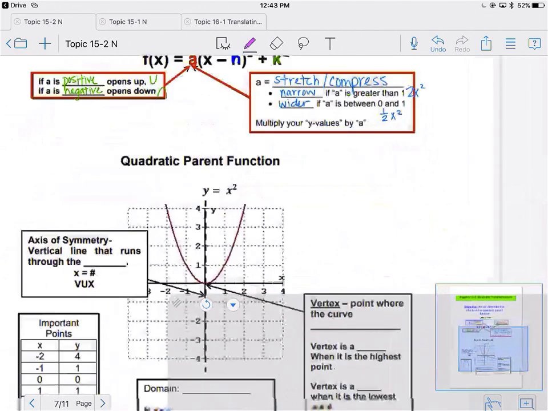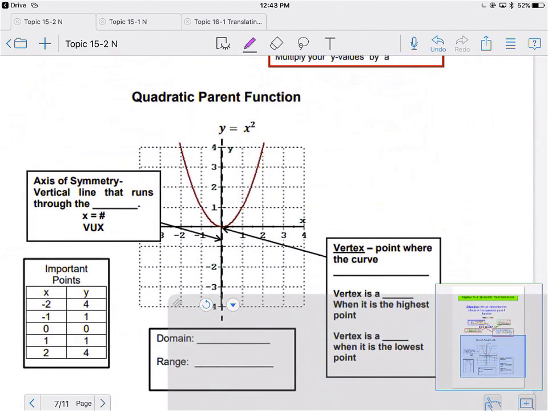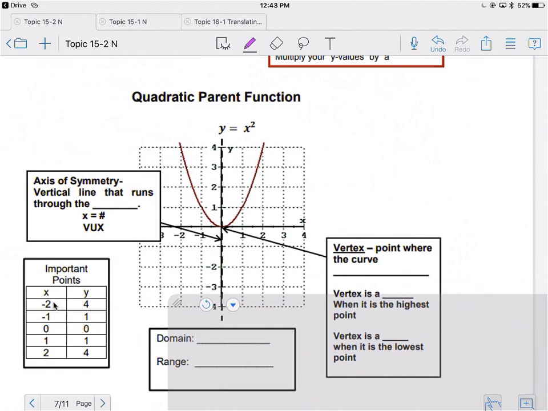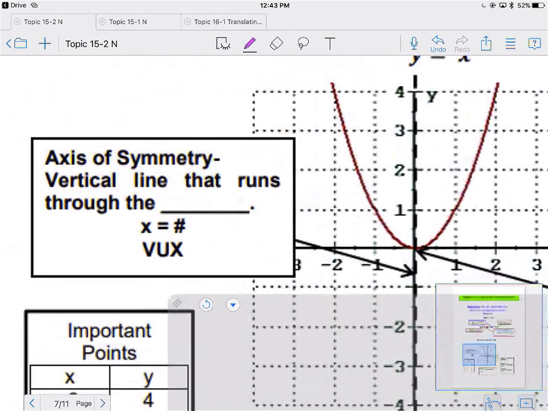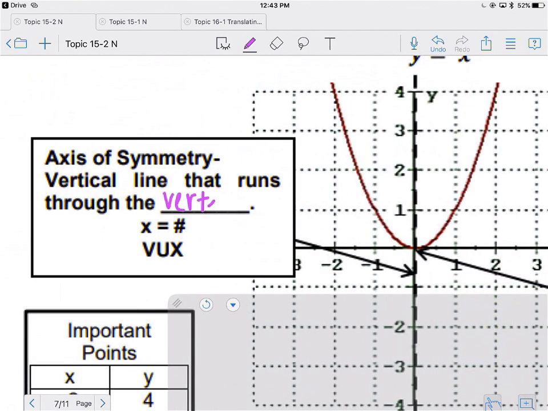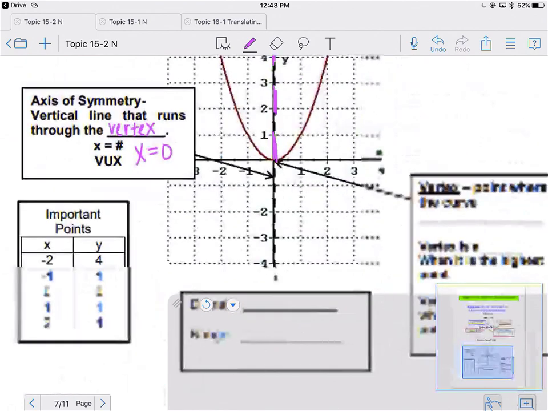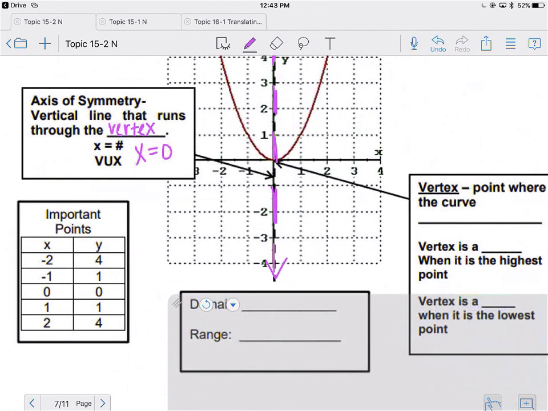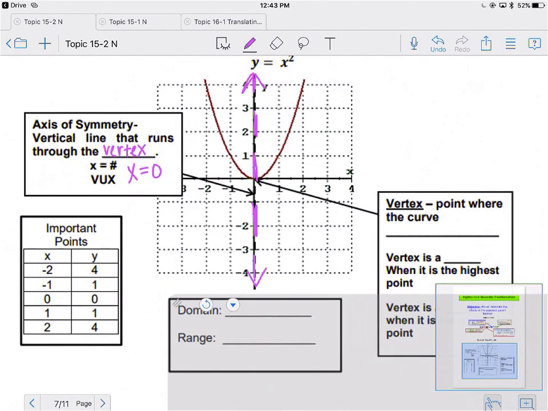Okay. And then on the bottom, we have the basic quadratic parent function. It goes through these points over here: -2, 4; -1, 1; 0, 0; 1, 1; 2, 4. My axis of symmetry is the vertical line that runs through the vertex. So it's always x equals a number. In this case, for your parent function, it is x equals 0. So you can see they kind of have a dotted line, but you got to zoom in to see it. So that is my axis of symmetry.